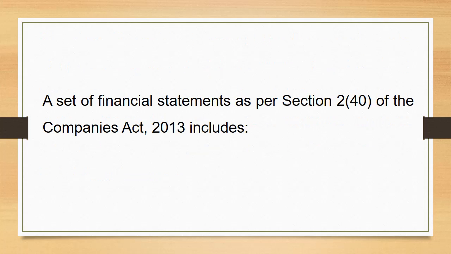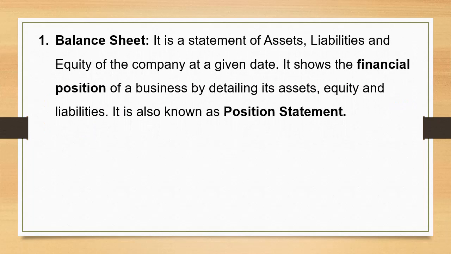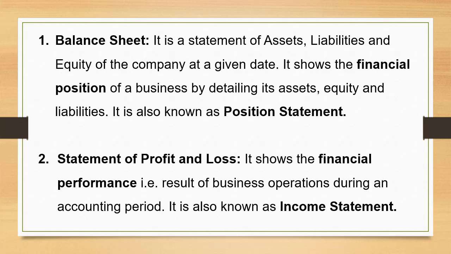What is exactly included in financial statements as per section 240 of the Companies Act 2013? The first one is the balance sheet. We know it is a statement of assets, liabilities and equity. It shows the financial position of the business by detailing its assets, equity and liabilities. Another name for balance sheet is position statement. Second, we prepare statement of P&L. With the help of this statement, we come to know the result of the business operations during an accounting period. Another name of statement of P&L is income statement.